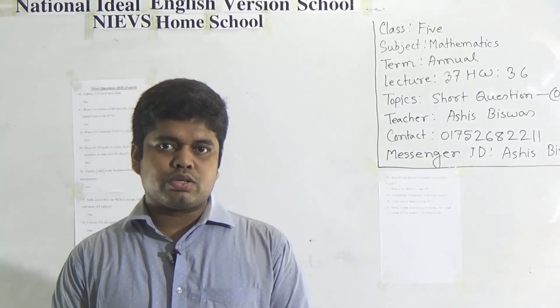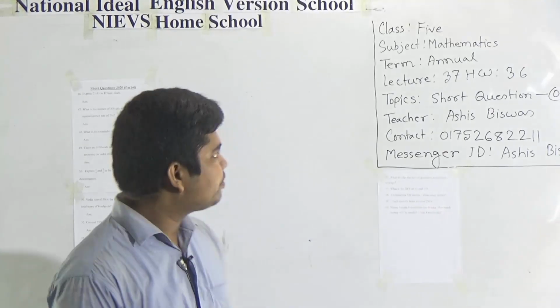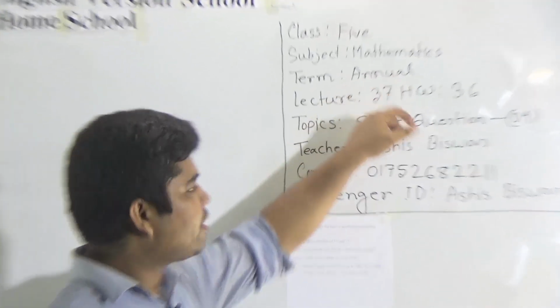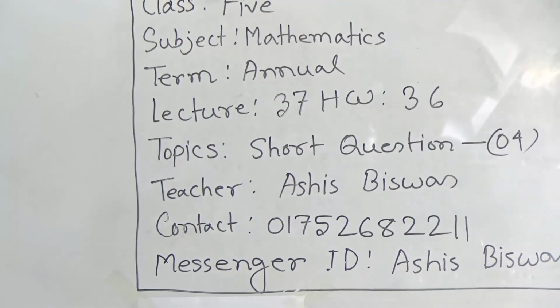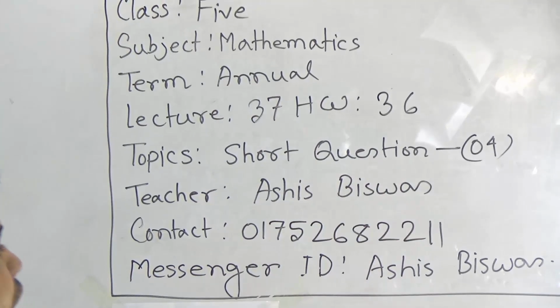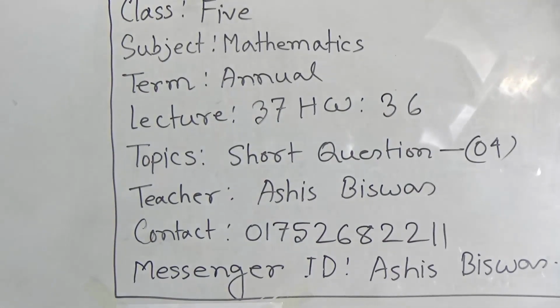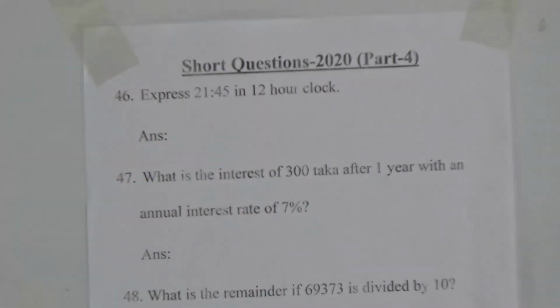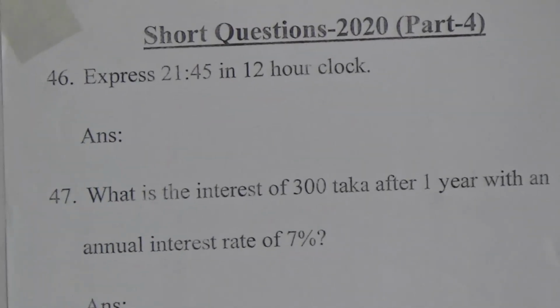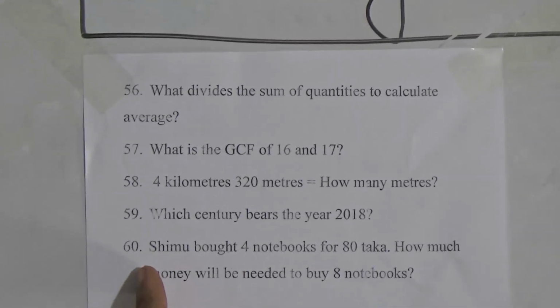My dear students, today is lecture number 37 of the annual term, and today's SW number will be 36. My topic today is short questions, part 4. So let us start our class. As usual, we shall solve question number 46 to question number 55, and question number 56 to question number 60 will be your SW. So let us start to solve our problem.